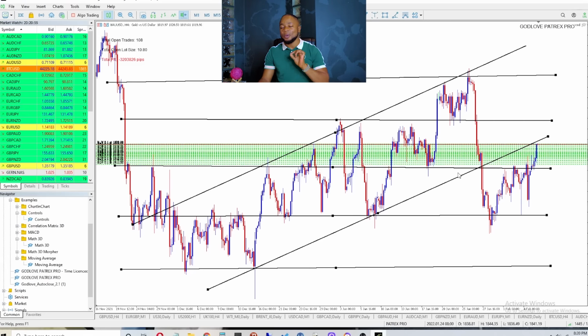The robot will be able to do the same thing. And even after this, I'm going to be doing a couple of trades to show you guys how the robot works. So we've already done that. We're going to be closing this trade.